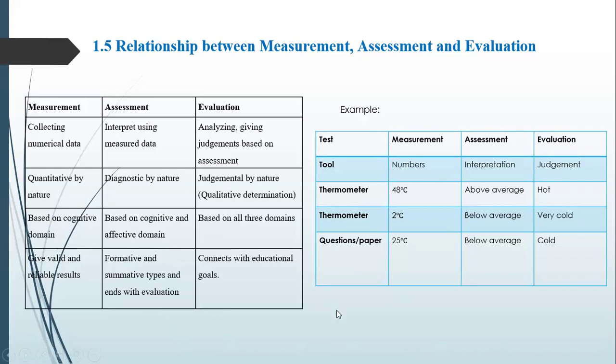This is the summary of our lesson. When we go to measurement, there we talk about four types of scales: nominal, ordinal, interval, and ratio. And then assessment and evaluation, we talk about the occasion of the assessment, we discuss formative and summative.